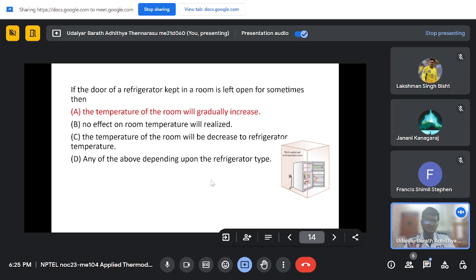Just to confuse you, there is the refrigerator and the fan running here, and you will think that the refrigerator is at a lower temperature, so the temperature should reduce. That is not the case. Here you are supplying work, and that work will increase the temperature of the room. I hope I'm clear. If you have any doubts... Okay, so I think it's clear. So I'll go ahead.